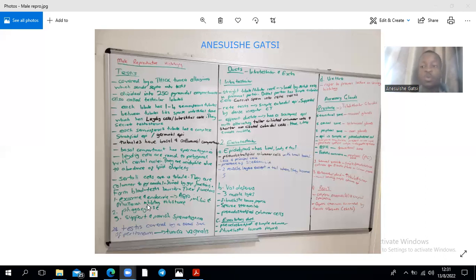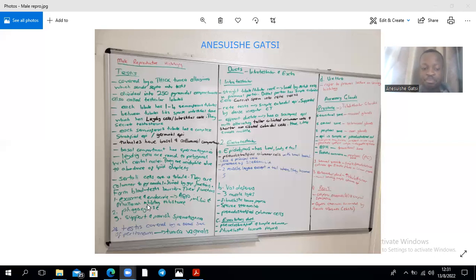Myo meaning muscle, oid meaning like. So they are muscle-like cells. Right. So they demonstrate features that resemble smooth muscle cells. Hence, we call them myoid cells.